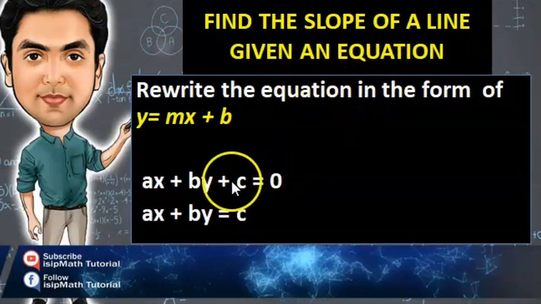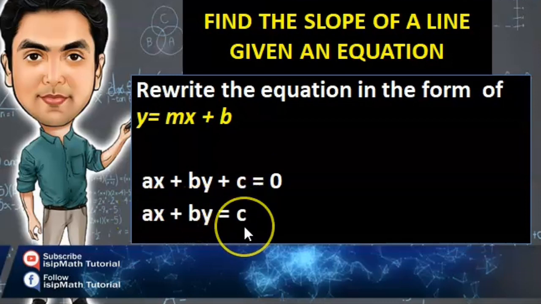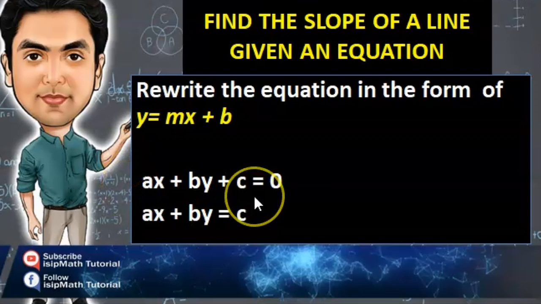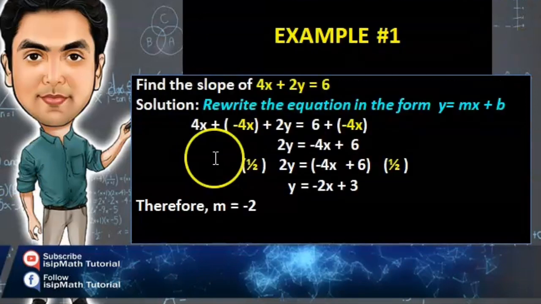So always remember this one, our general form, ax plus by plus c equal to 0, or ax plus by equal to c. So pag binigyan po tayo ng ganito, tapos i-determine po natin yung slope sa line, ang gagawin na po natin is we are going to rewrite the equation into the form of y equal to mx plus b, or the slope intercept form.